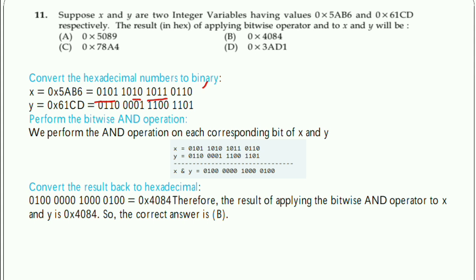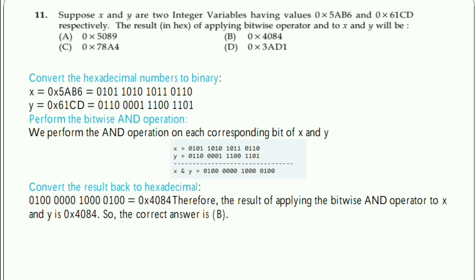So first of all, we must know the binary values of each integer here. Okay. So in hexadecimal numbers, we will represent the binary numbers in 4-bit format, right? And in octal numbers, we will represent them in 3-bit format. So here we need to perform the bitwise AND operation of these two values. So x AND y equals, so we need to perform the AND operation here.